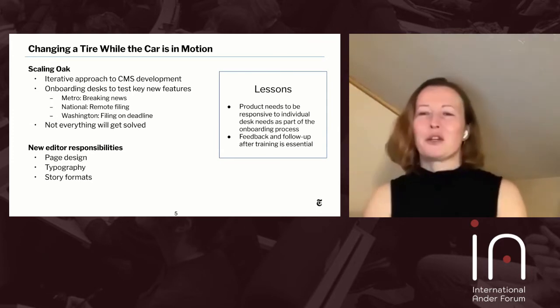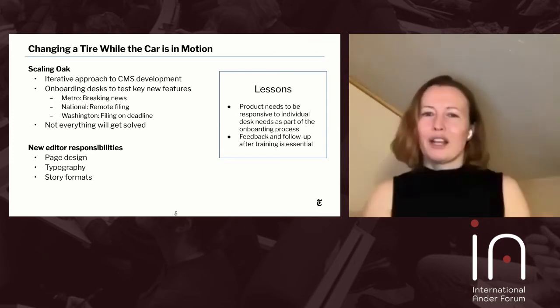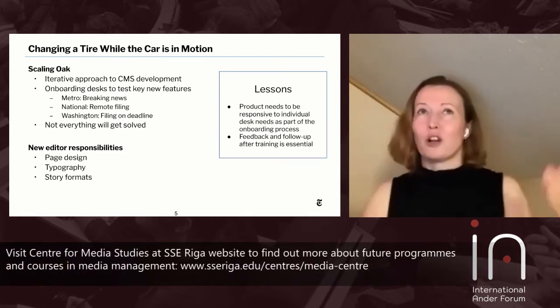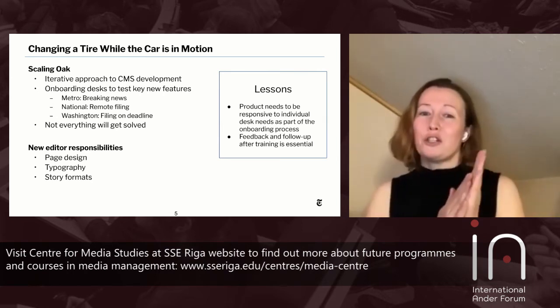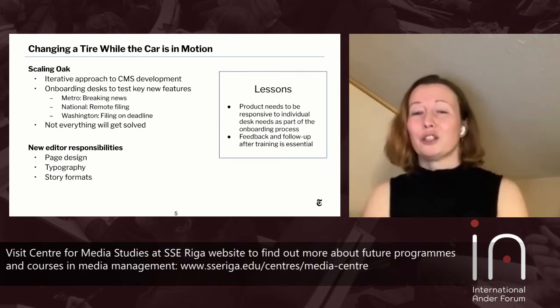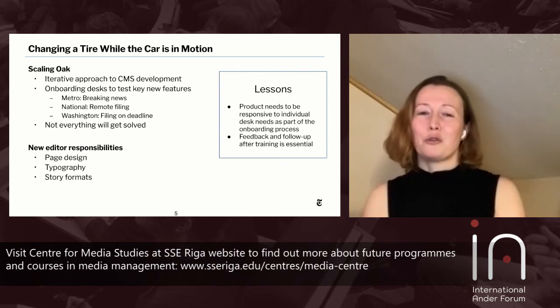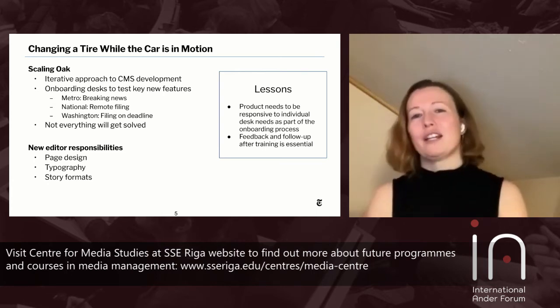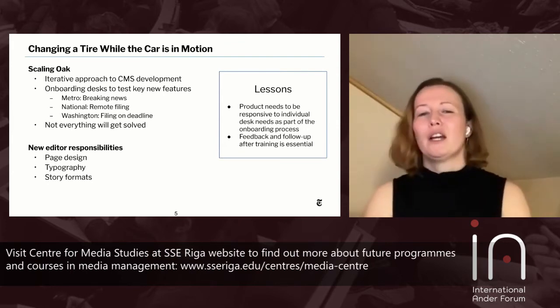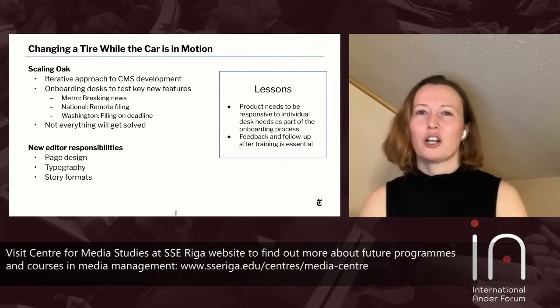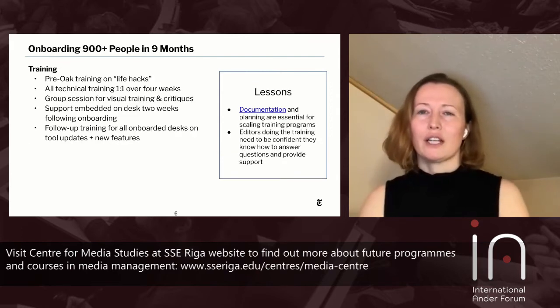So keep in mind that as we were doing this, and the tool is improving, and desks are onboarding to something where the workflow is very new, it's collaborative, we're also teaching people new skills. So they're learning how to think about font sizes and page design. Essentially, it was a lot. We were kind of throwing a lot at people. So let's move to the next slide and I can talk you through what the training itself looked like.